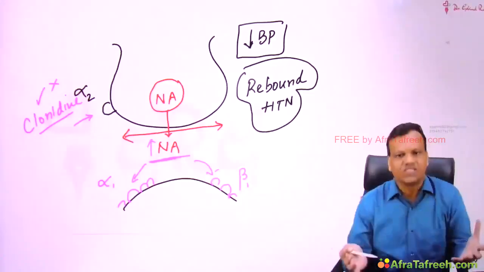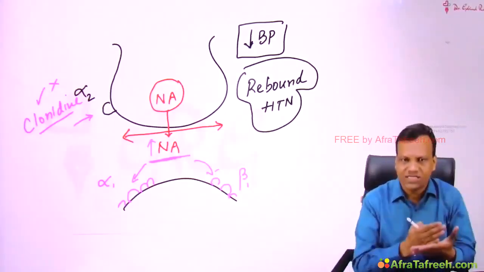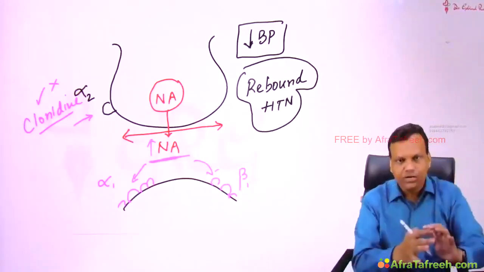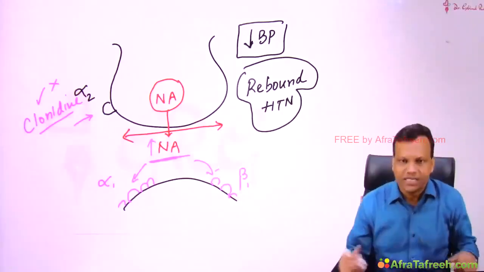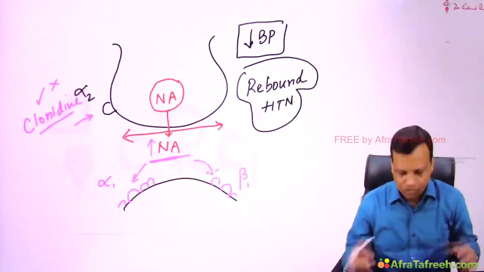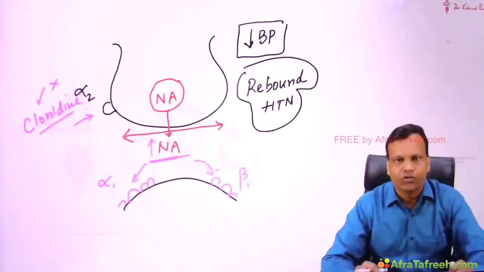So these are adaptive changes. If constantly agonist is present, then receptor stimulation decreases. When constantly antagonist is present, then stimulation of the receptor increases. Clear? So this is important about receptor regulation.